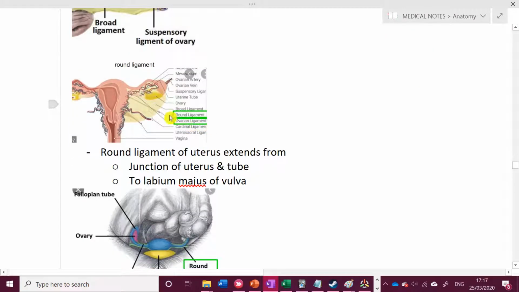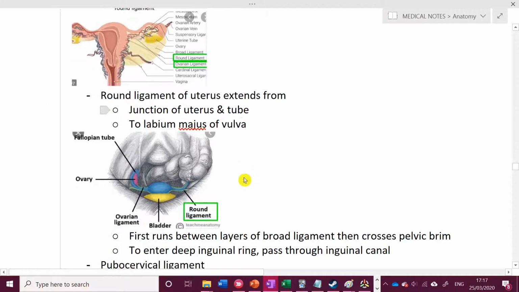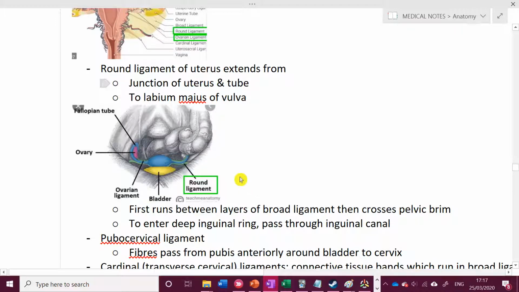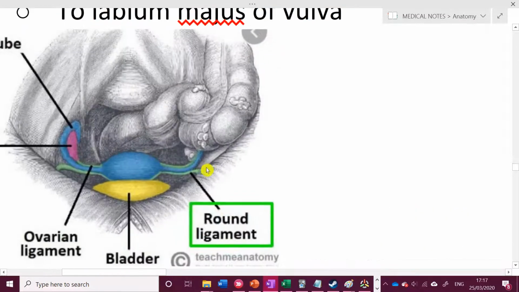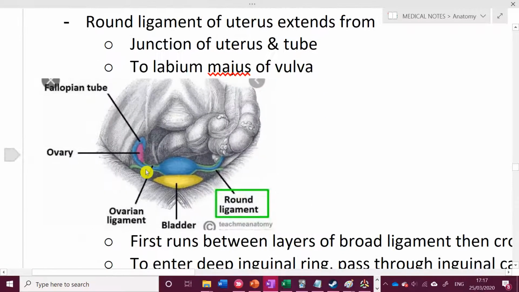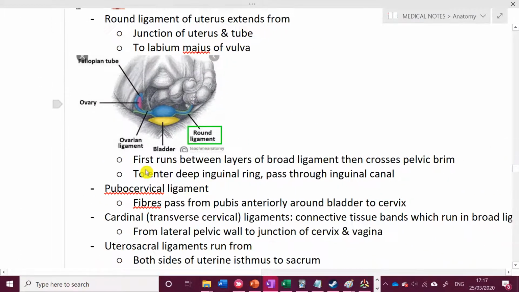So round ligament, we can see here. The round ligament of the uterus extends from the junction of the uterus and its uterine tube to the labium majus of the vulva. See the round ligament, not the blue thing, this green thing here. And it first runs between the layers of the broad ligament and then crosses the pelvic rim to enter the deep inguinal ring, passing through the inguinal canal.